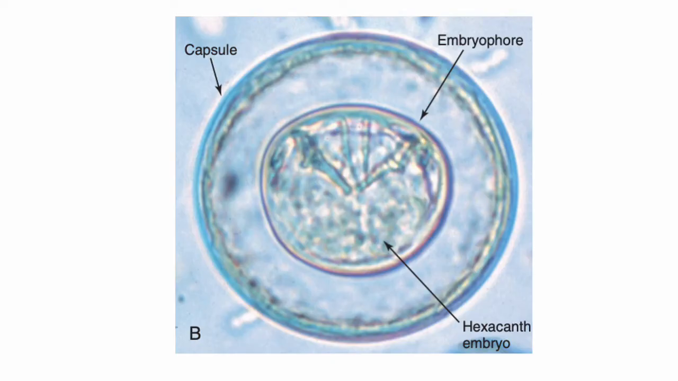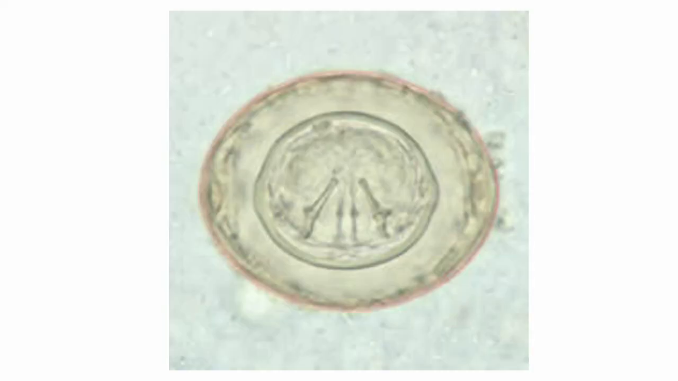So here is an example of an ovum for Hymenolepis diminuta. It's very similar to Hymenolepis nana, but again, the embryo does not have polar filaments. Another picture where the hexacanth embryo is more evident. We have at least 2 to 3 pairs of hooklets on the embryo.